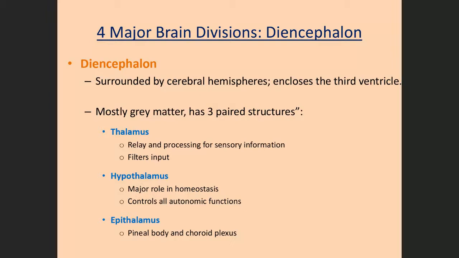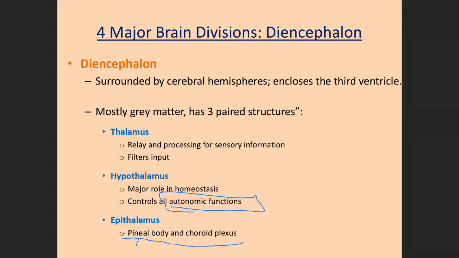It's going to be in charge of coordinating and relaying information for pretty much everything that has to be done in the body. So the thalamus relays and processes sensory information, while the hypothalamus controls all your autonomic functions. So things like breathing, blood pressure, digestion, respiration, all of that is going to be controlled by your autonomic functions. And then your epithalamus is going to include your pineal body and choroid plexus. Your pineal body is, for instance, the guy who's going to be in charge of maintaining your circadian rhythm, so your ability to fall asleep at night.